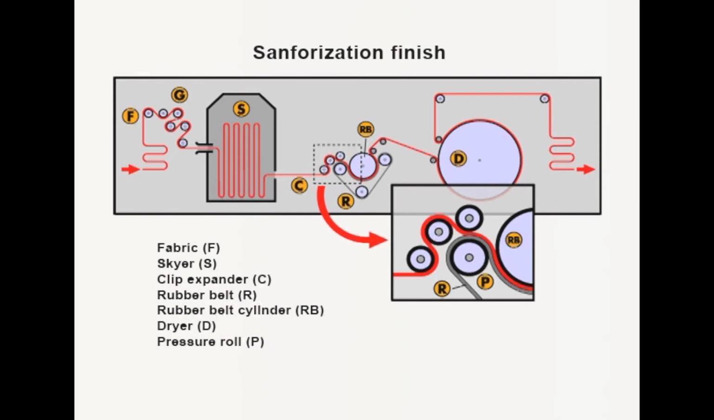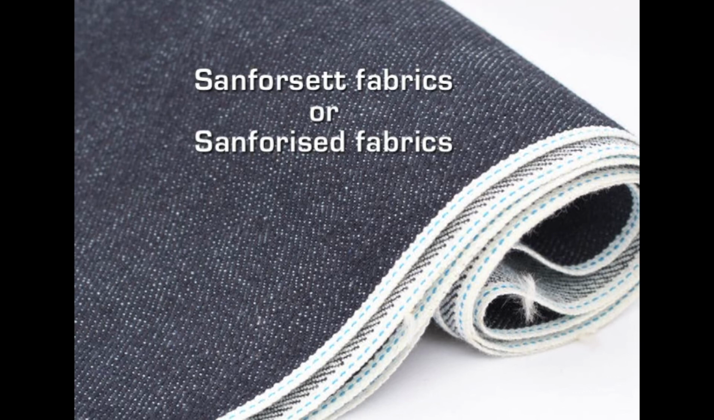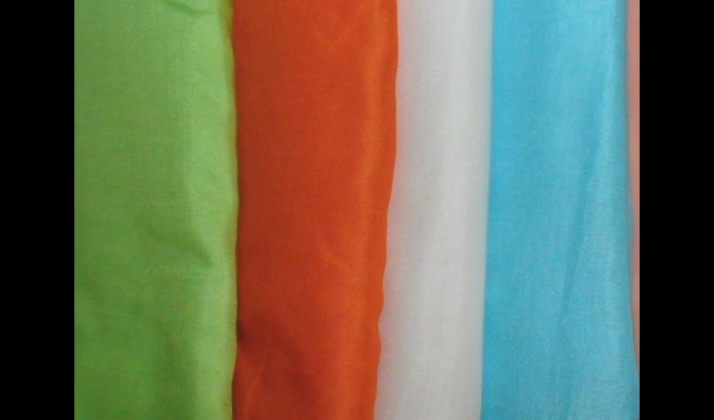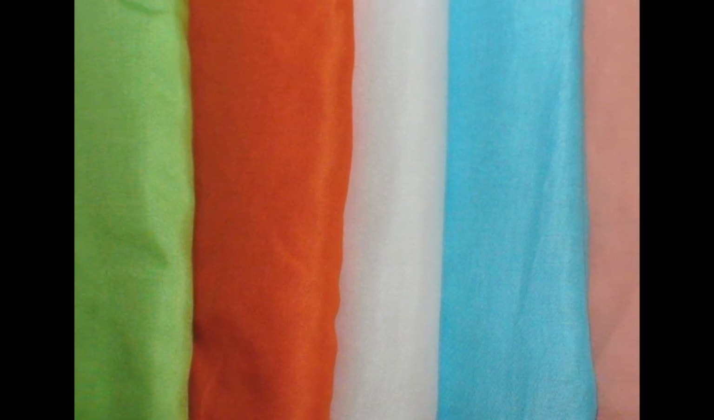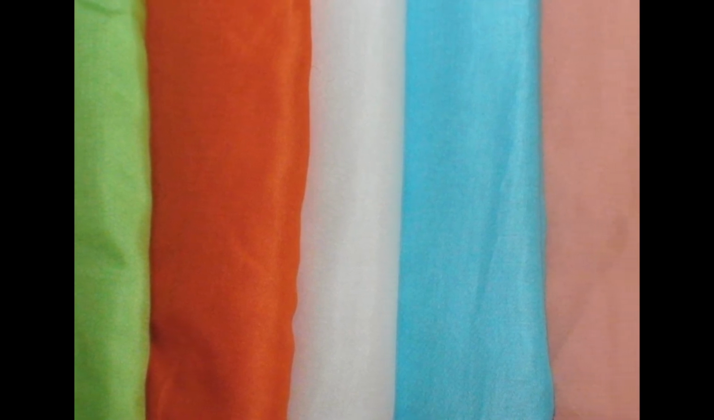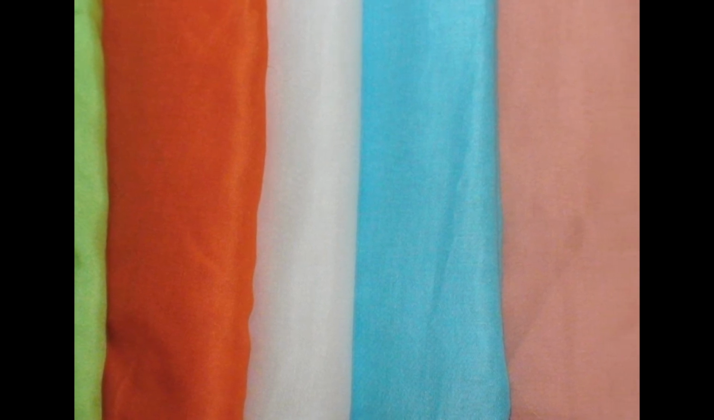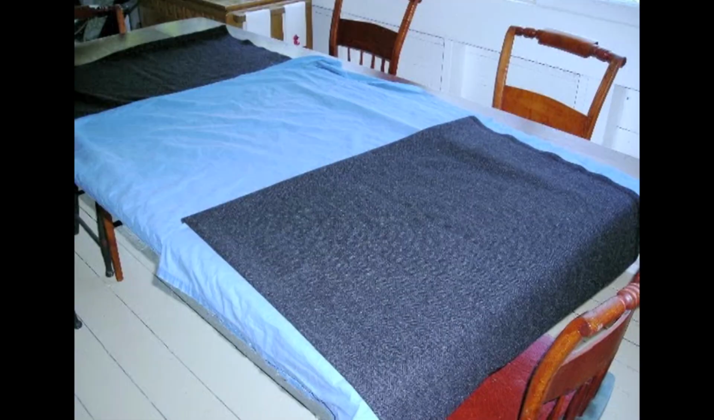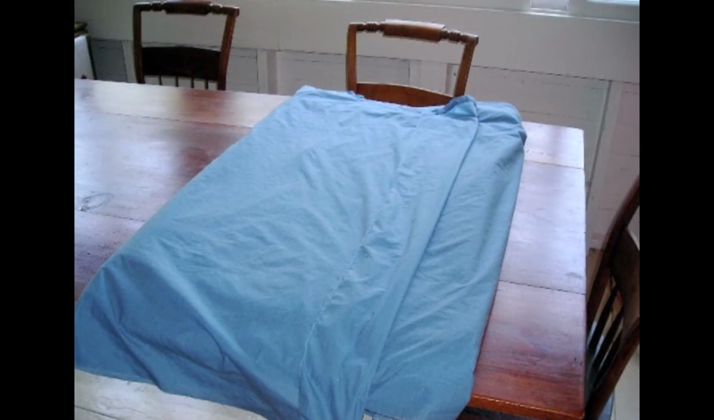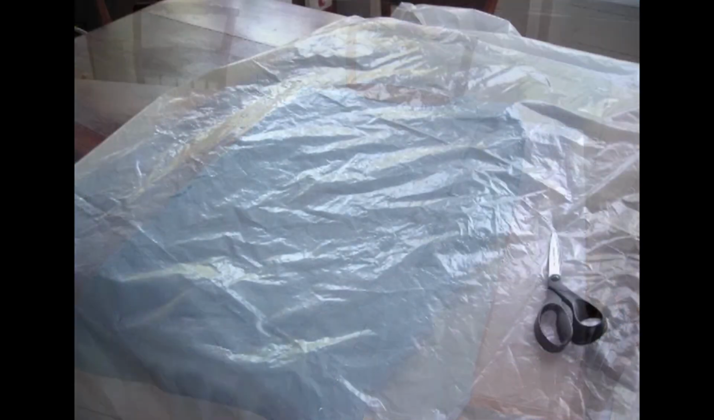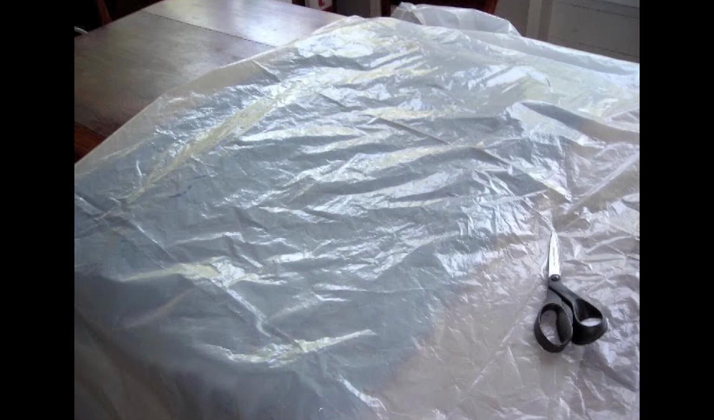In case of cottons, a finish called sanforizing is being given, and so the fabrics that come out of this sanforizing finish are called sanforized fabrics. Sanforset is a term used for rayon fabrics, that is, they are pre-shrunk fabrics. In case of woolen fabrics, London shrinkage, London shrunk means the fabric is pre-shrunk in case of wool.